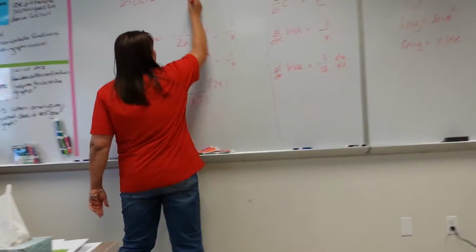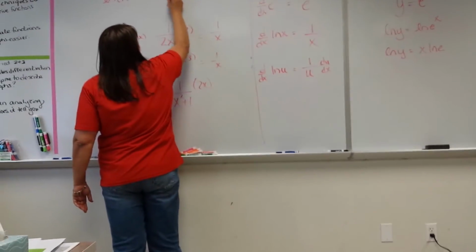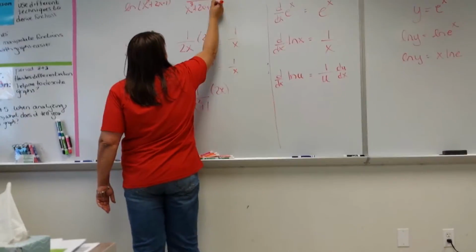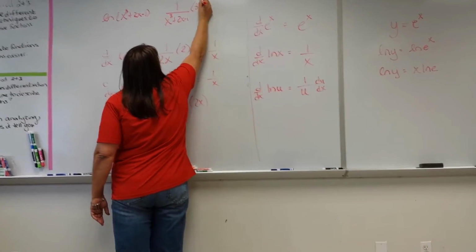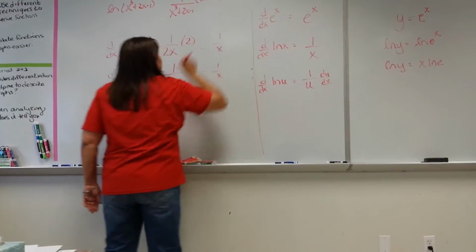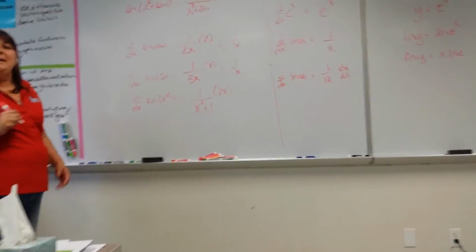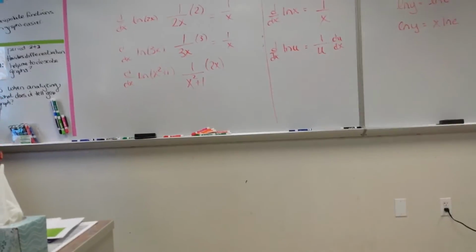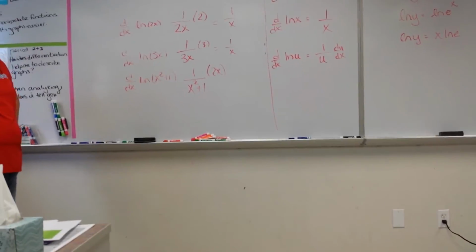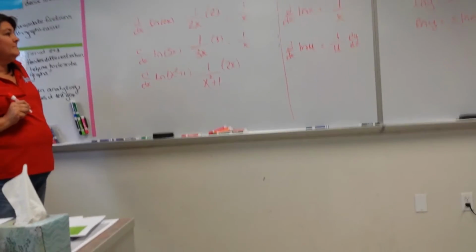So it's 1 over it, whatever it is, times its derivative, 3x squared plus 2. You just leave it like that. Are sines and cosines and tangents going to come into play with logs? Yeah, that's going to be ugly. Not yet.